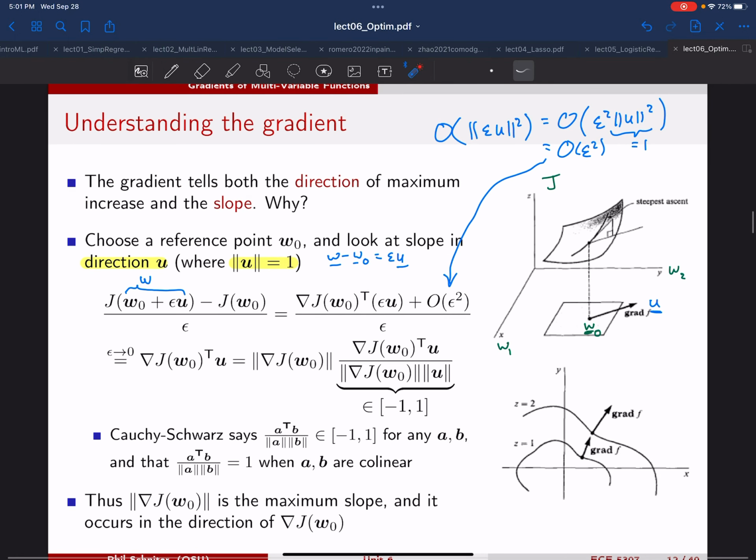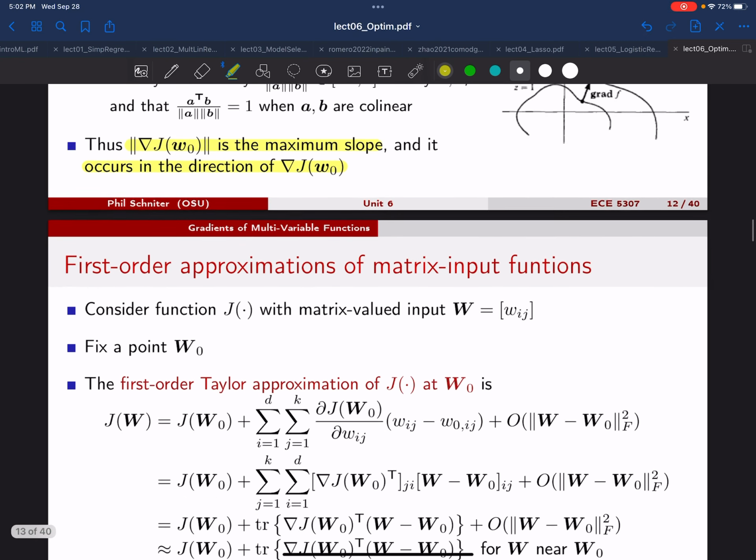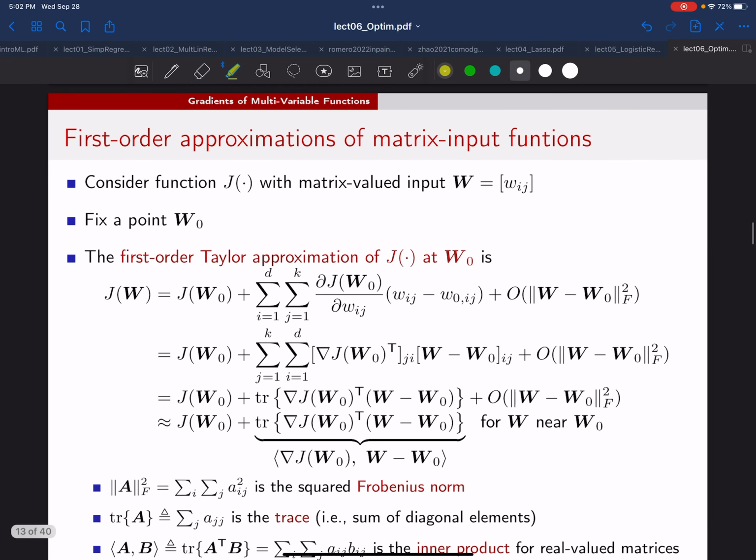Okay, so that's essentially the proof of why the gradient tells us the direction of maximum increase as well as the maximum slope. And we were able to do this with that linear approximation. So this is the first of several times we're going to use this to do some nice analysis. Okay, any questions on this page? Okay, so hopefully this now explains why the gradient is telling us the information it is.